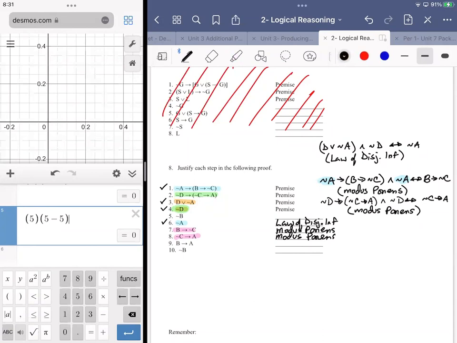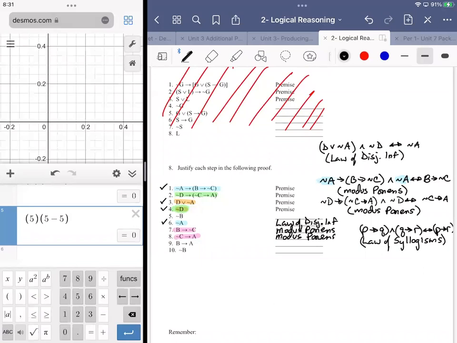So if I tell you that you have P implies Q and Q implies R, then that's equivalent to saying P implies R. All right, that's the law of syllogisms. If I study, then I will pass the test. If I pass the test, I will get an A in the course. Therefore, if I study, then I will get an A in the course.